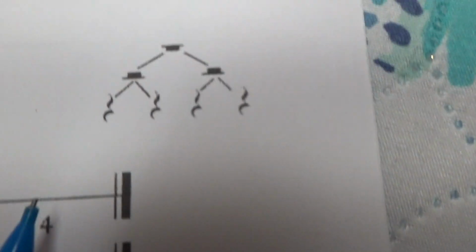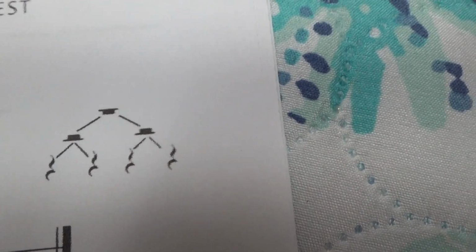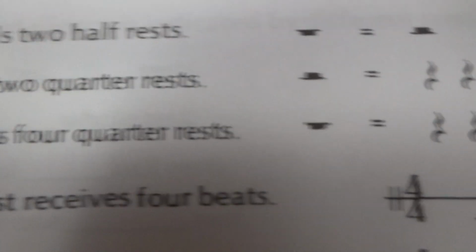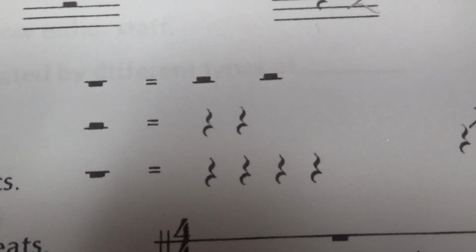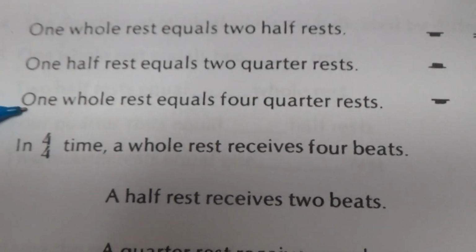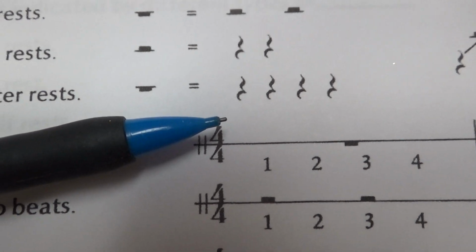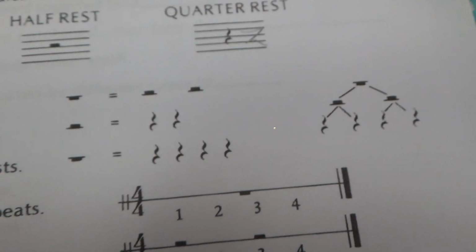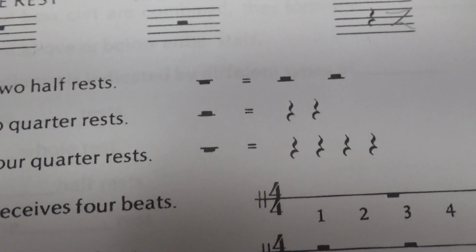Here's the hierarchy of rests. Whole rest on the top, then half rests, then quarter rests. 1 half rest equals 2 quarter rests. 1 whole rest equals 4 quarter rests. Similarly, it's the same way as with the notes, but these are rests now.